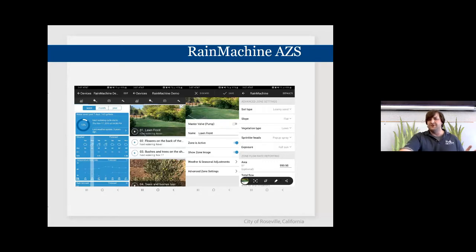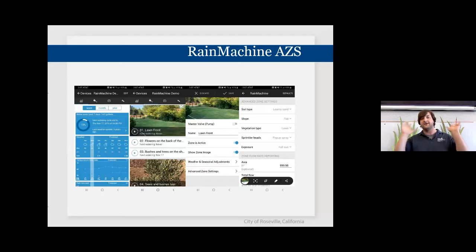These are just 2 smart timers. There's many, many more. There's the Rachio, and Hunter makes the HydroWise. I just picked these 2 out because they're some of the more common ones that we see. And Rain Machine actually offers a demo if you subscribe, or not subscribe, but just register for an account there, which is also free.